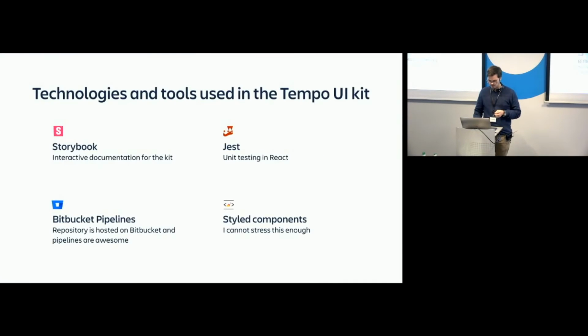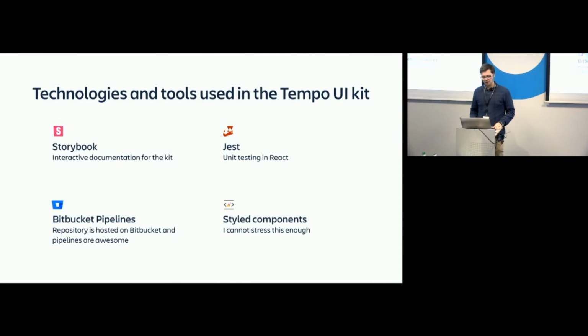So, the technologies and tools we use to implement the Tempo UI kit: we use Storybook for interactive documentation, Jest for unit testing, we host it on Bitbucket, and use Bitbucket Pipelines so that when we merge to master, we build the Storybook and upload it to an S3 bucket, so it's available for all employees of Tempo to check it out and play around with it.